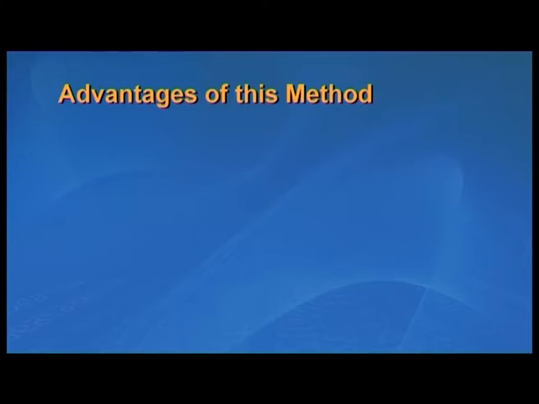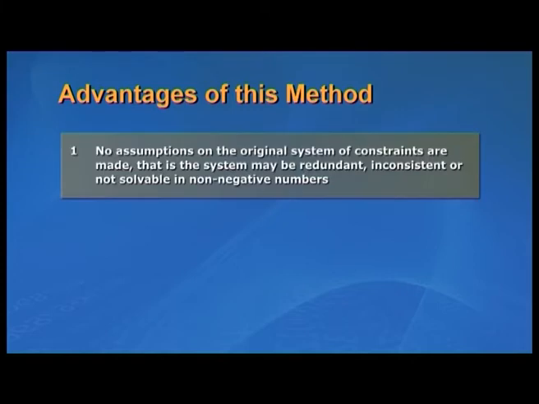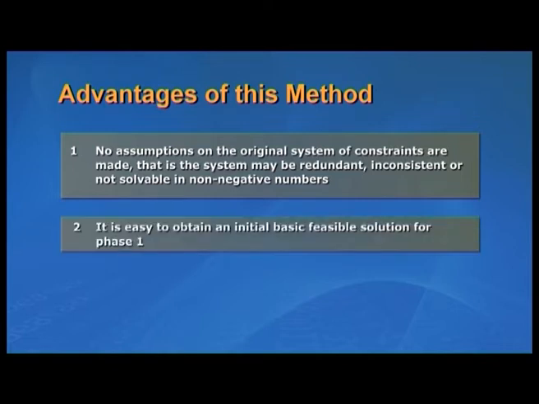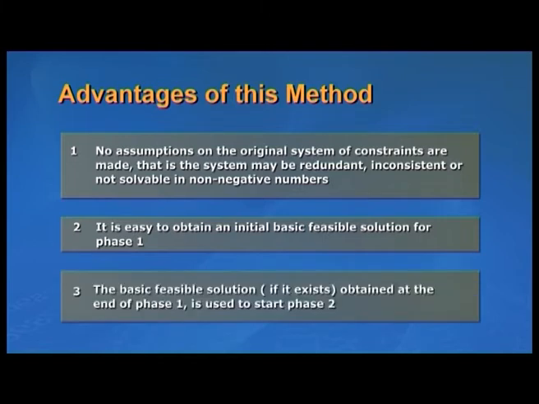Advantages of this method: no assumptions on the original system of constraints are made, that is, the system may be redundant, inconsistent, or not solvable in non-negative numbers. It is easy to obtain an initial basic feasible solution for phase 1. The basic feasible solution, if it exists, obtained at the end of phase 1, is used to start phase 2.